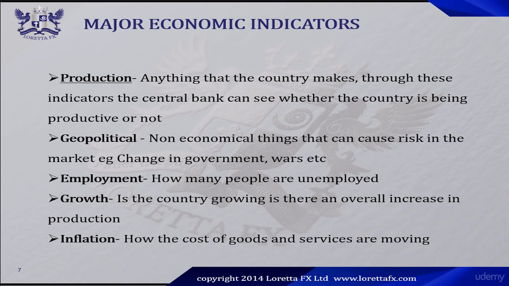First, we have production, and this refers to anything that the country makes. Through these indicators, the central bank can see whether the country is being productive or not. Examples of production indicators are PMI, the Philly Fed Index, etc. These indicators are used by the central banks to gain an understanding of how well the country is producing. This will give the central bank an idea of the level of production in a country. Okay, and this contributes to the overall view that the central bank has of the economy.